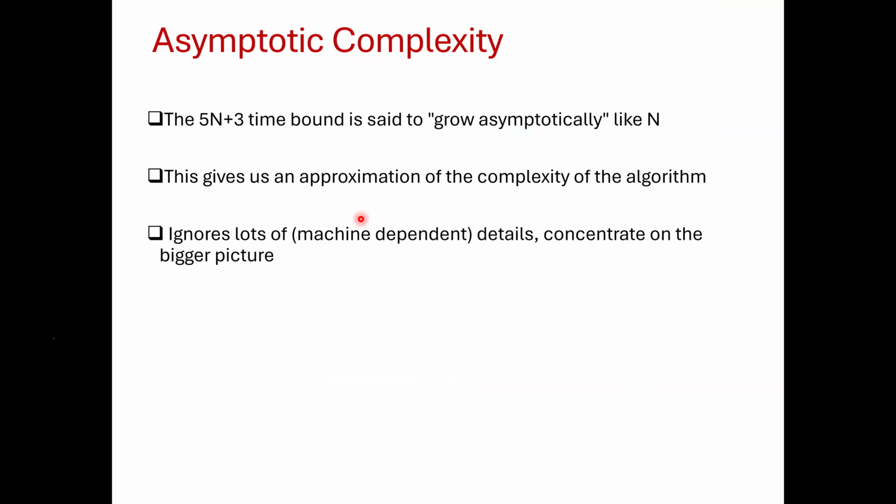Yes, sir. All right. So with our asymptotic complexity, we say that the 5n plus 3 time bound is said to grow asymptotically like what? N. What this means is that as the input size goes towards infinity, the amount of time this algorithm will need would also grow just like N. It would also be growing, leading towards what? Infinity. It will grow in linear proportion. And it says this gives us an approximation of the complexity.